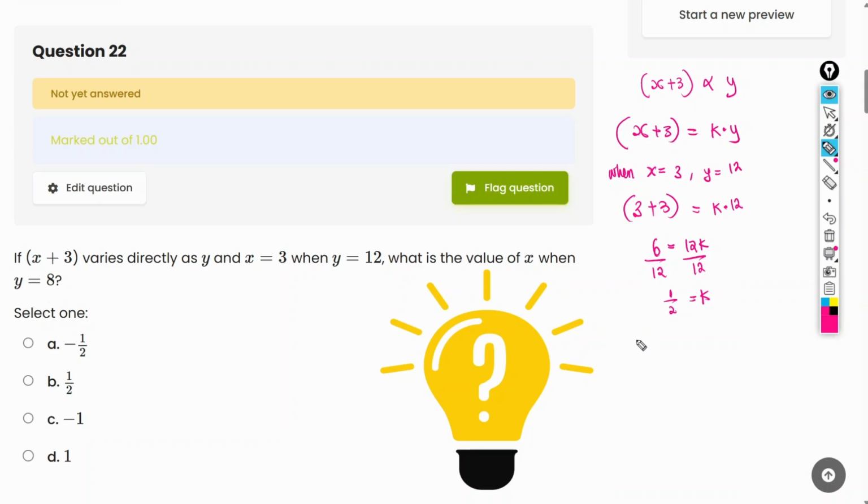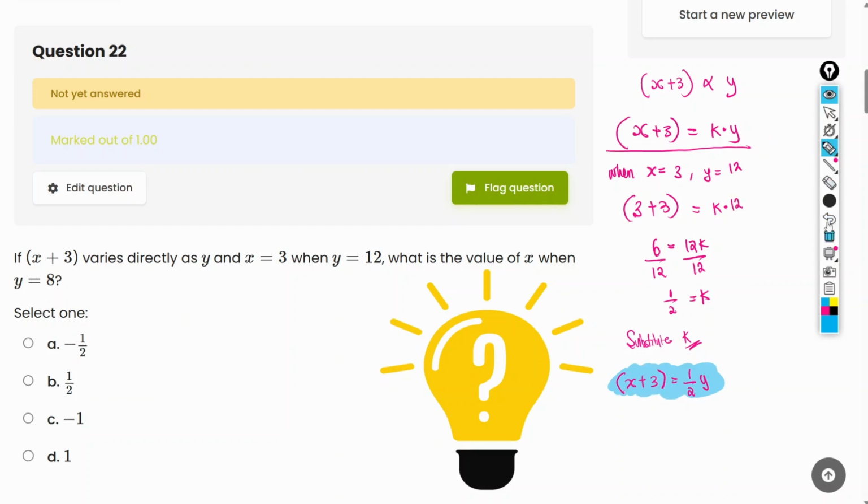So I can now substitute k to get my standard equation, right? So I'll plug it in here. All right, so this will become x plus 3 is equal to half times y. So x plus 3 is equal to half y. So this is very important, right? And then with this, I can do whatever I want.